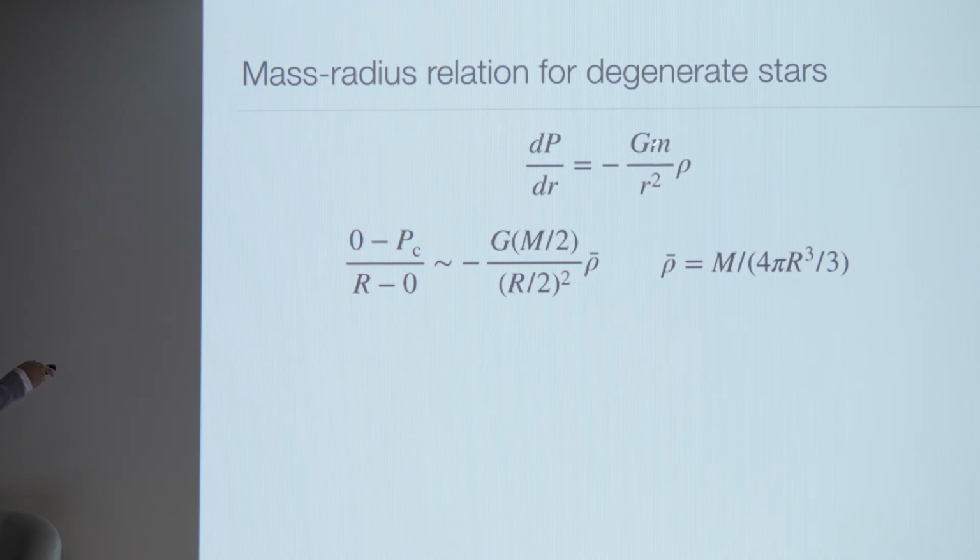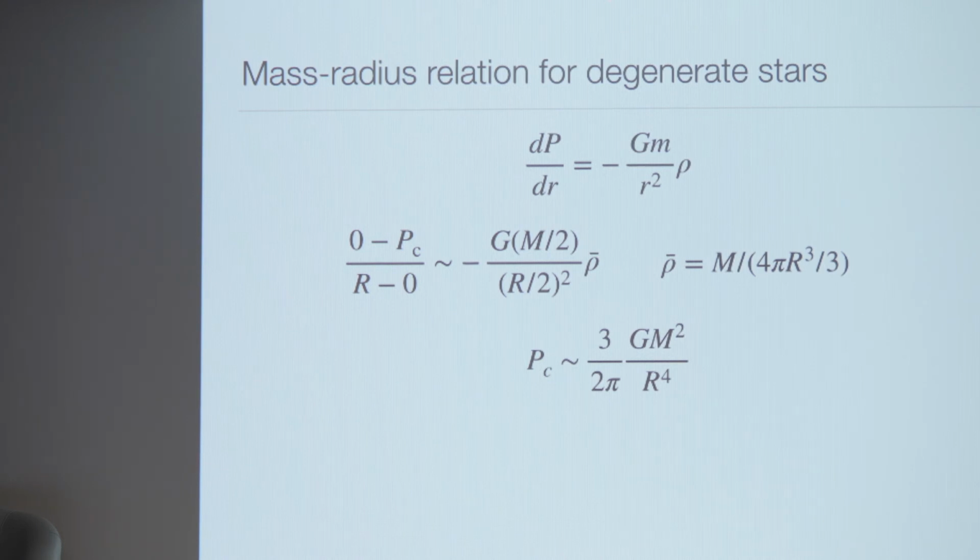Then let's say we take the mean mass, mean density and mean radius for this side. You can write this side in just mean values, and the mean density can be written as M divided by volume. If we do this, we can roughly get the pressure at the center of a star, which can be written this way.